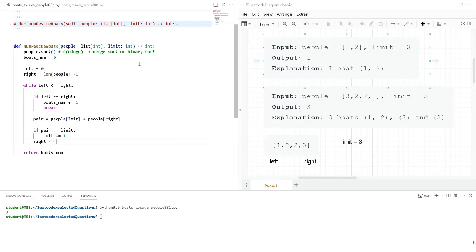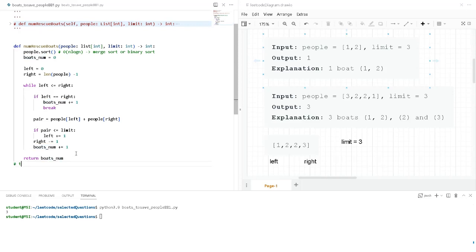and from the right we will have to decrement either way, because we don't really care whether the pair weight is less than or greater than. Still we have to decrement from the right so that we get the right minimum boats number, right? And after we count, we will return the boats number.